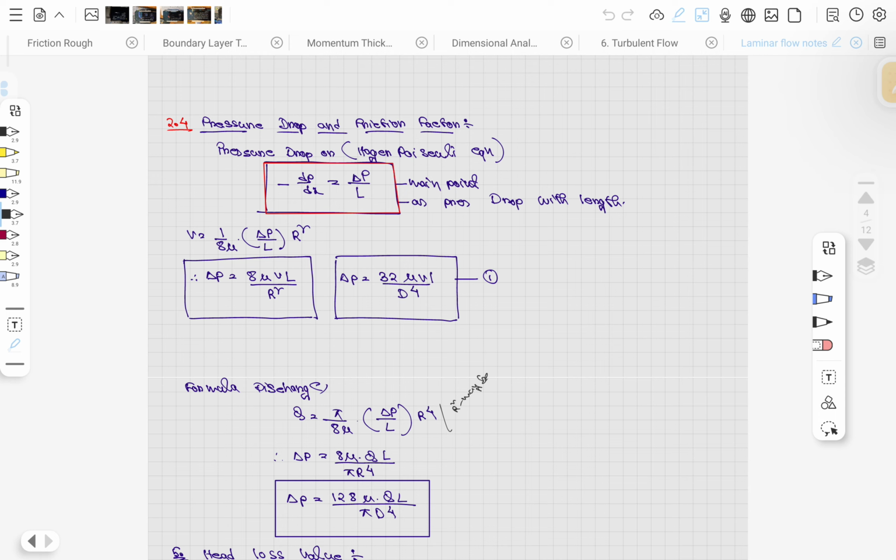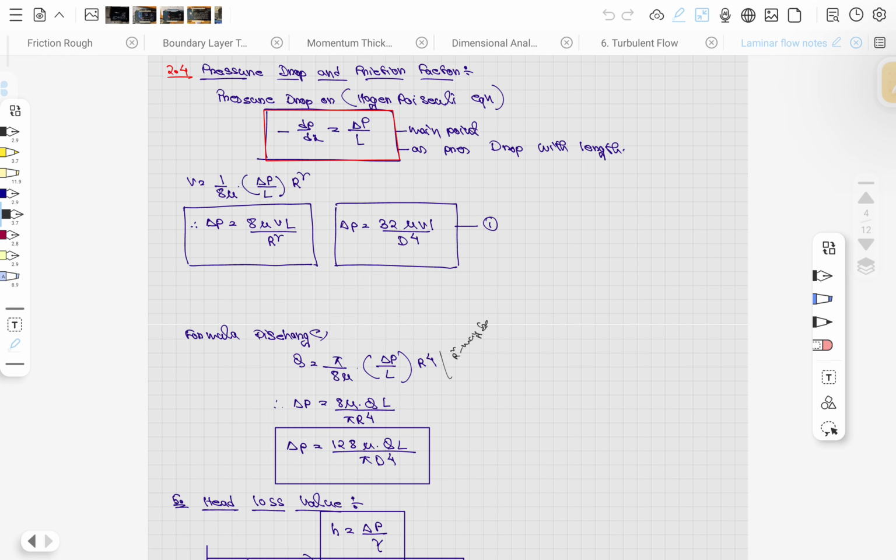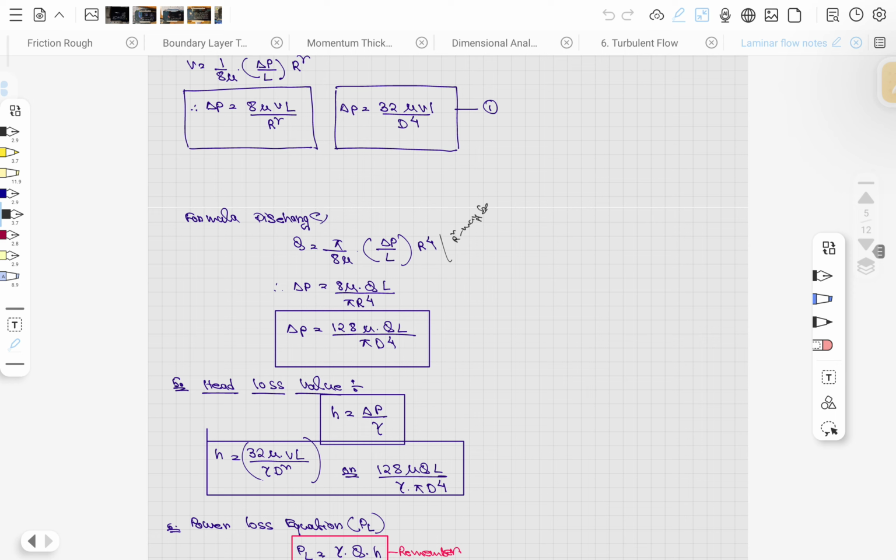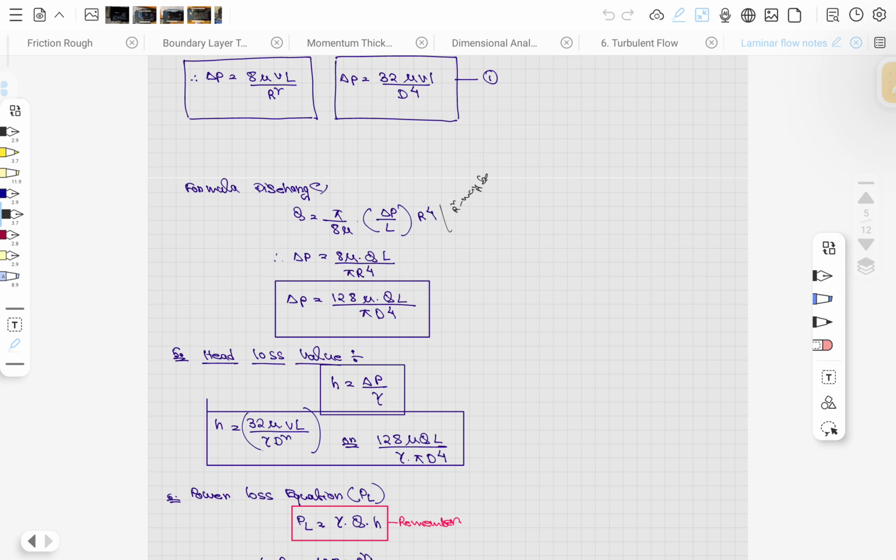So delta p, that is the pressure drop, is just 8 mu l by r square. Delta p, with r square in terms of d to the power 4, we can see: 32 mu v l by d to the power 4. Formula for discharge, so delta p we can also write equal to 128 mu Q l by pi d to the power 4.